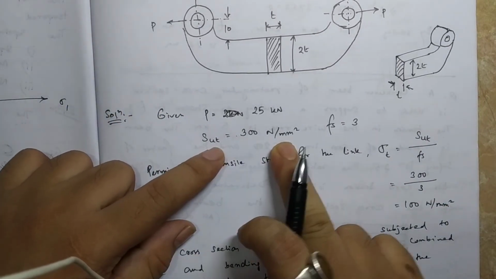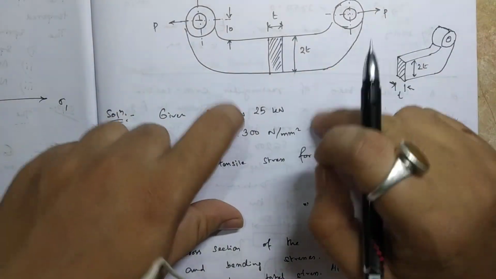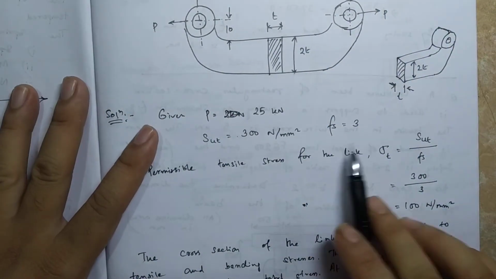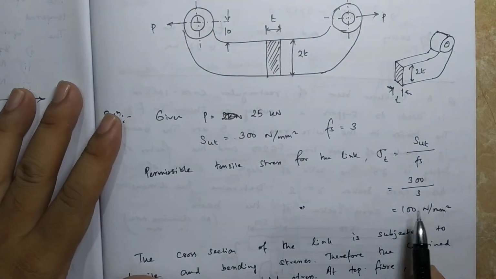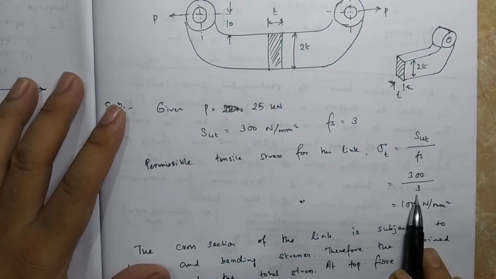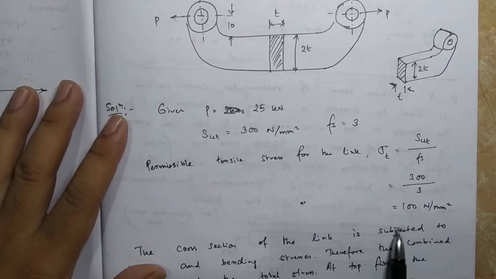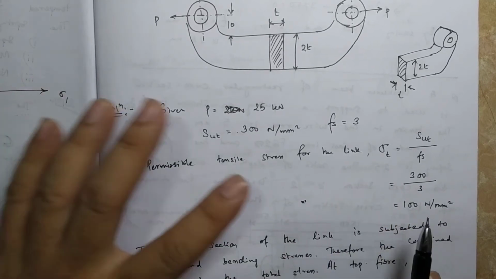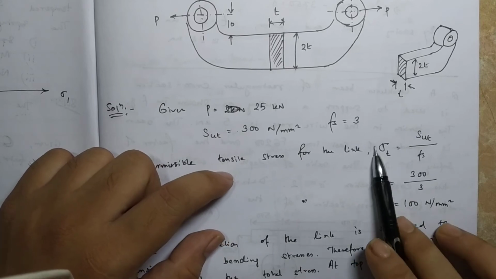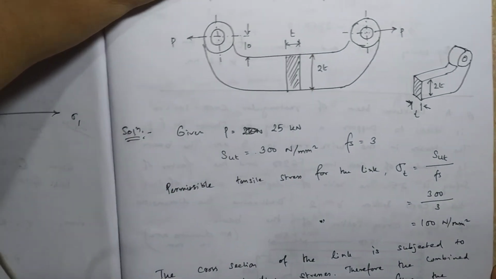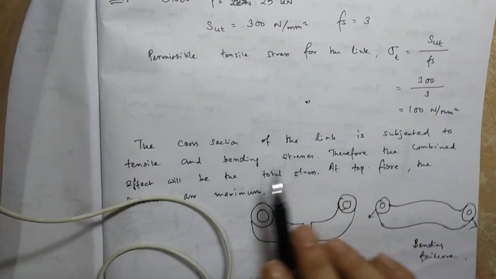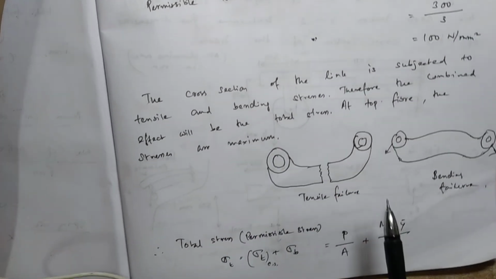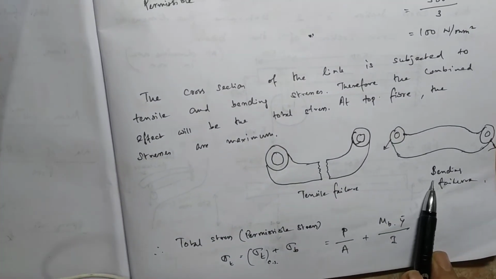If you apply 300, in any combination of tension and bending, if it crosses 300, then it will fail. So it must be below that. So 300 by 3, factor of safety is given as 3. So this is your 100. This is the permissible maximum stress for the link, which is a combination of bending plus tension. Now the cross section of the link is subject to tension and bending. I have already explained this to you. This is how tensile failure will take place. This is how bending will take place.